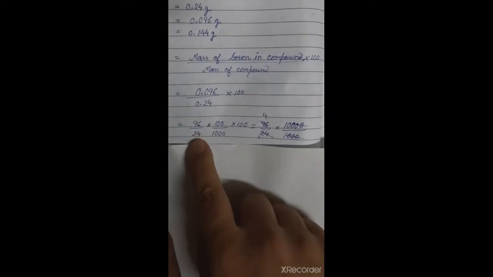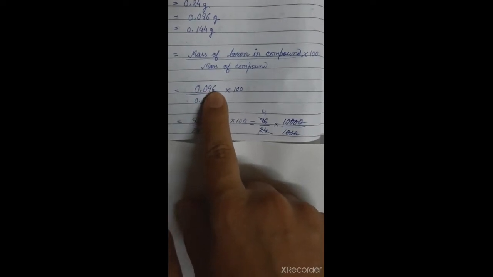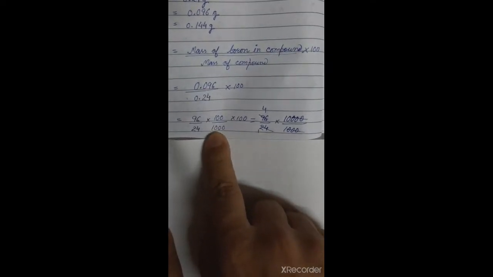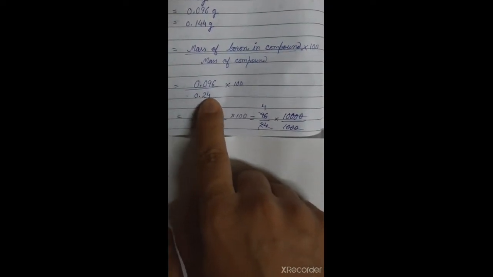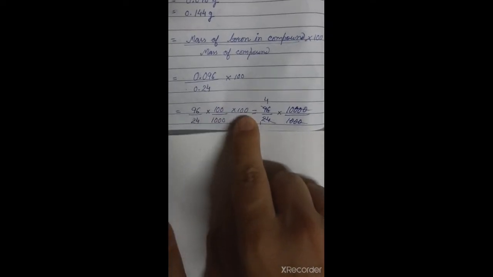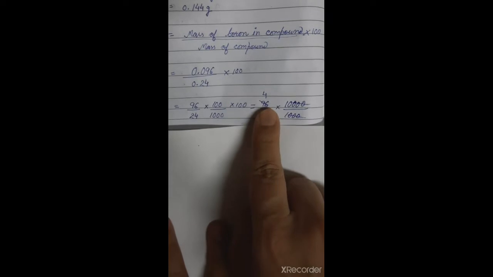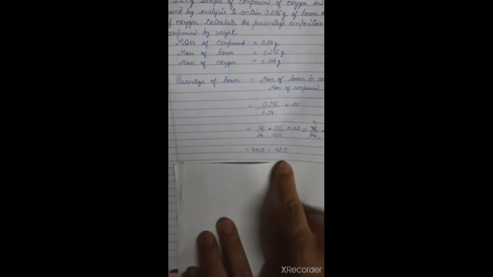Now we will remove the decimal points here. From 0.096, 1000 is used here, and by removing this point here, 24, now 100 is placed here. Multiply 100. Now 24 4s are 96. We will cut this 30 with 30. 4 10s are 40. Percentage of boron will be 40% here.